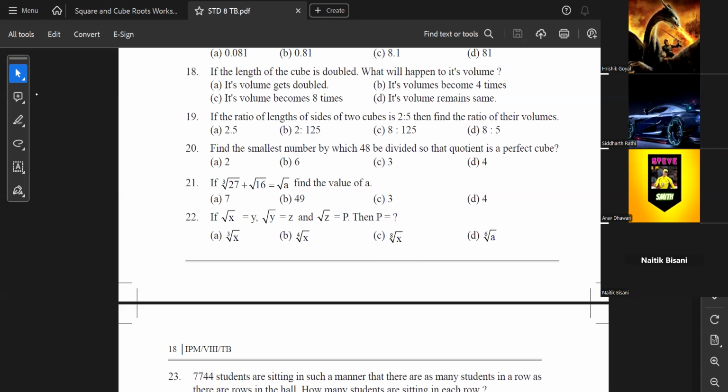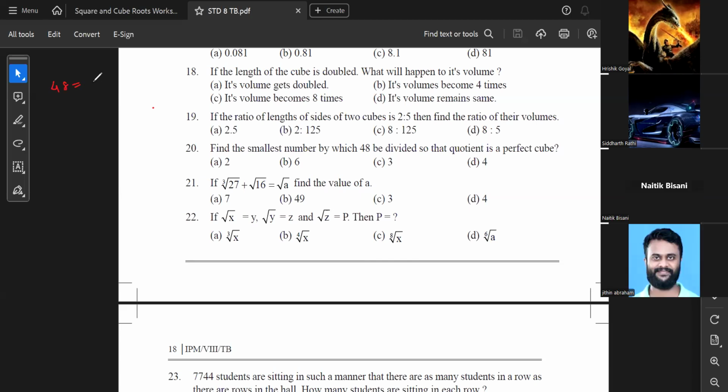Sir, I got the answer. You got the answer? The one who asked the doubt got the answer? I accidentally thought it was multiplication. Oh, okay. That's great. So this problem is like you have to find the smallest number by which 48 should be divided so that the quotient is a perfect cube. So basically, find the factors, divide, and the work is done. What was your answer?